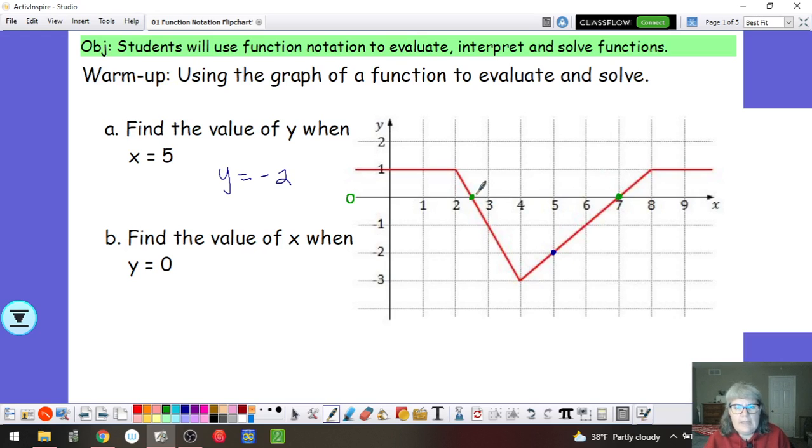We have one at, it looks like it's halfway between 2 and 3, so we can say x is 2.5. The other one, as we move further along the x-axis, is when x is 7. So it is possible to have more than one value correspond to a given value.